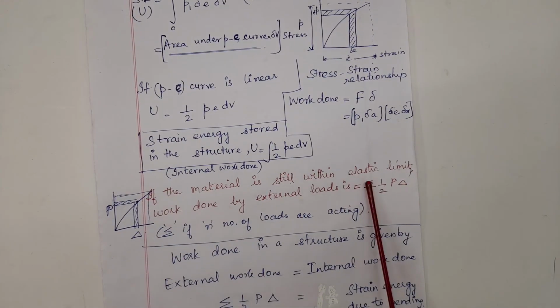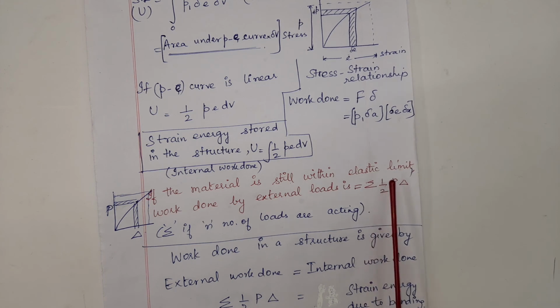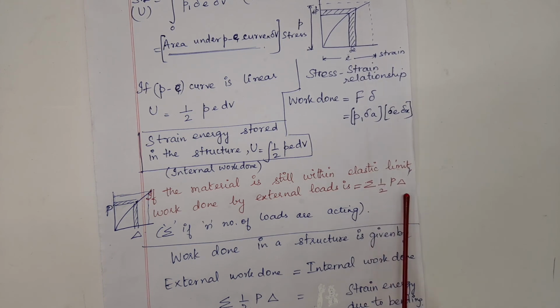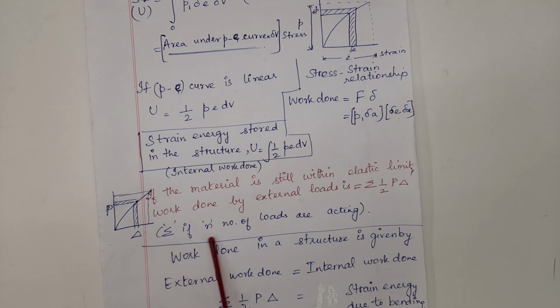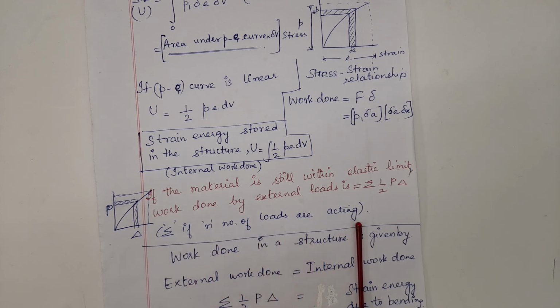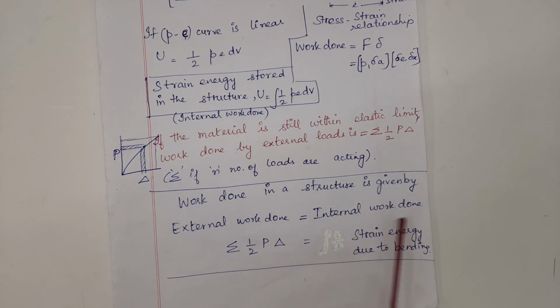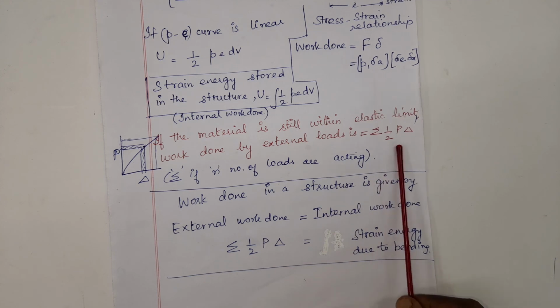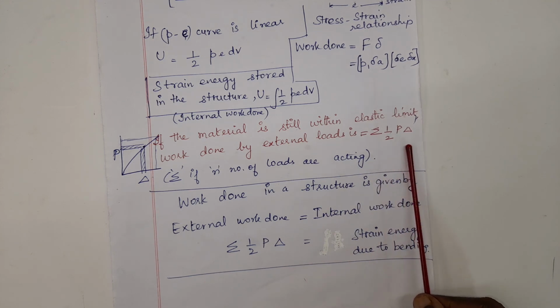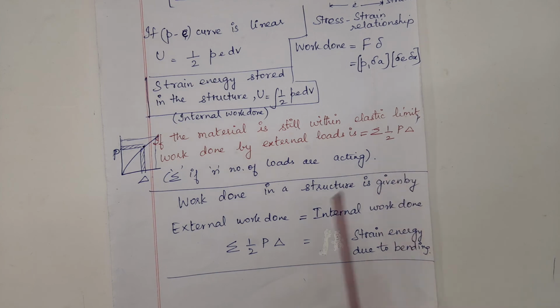If it is linear within elastic limits, external work done is given as summation of 1 by 2 P into delta. Summation has to be done if n number of loads are acting on the structure. We can write work done in a structure as external work done equal to internal work done. External work done is got from load deflection. We can externally see what is the deflection due to the load. So I write here for external work done summation of half P delta.